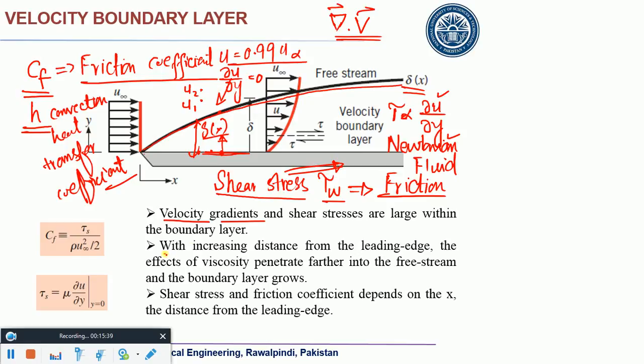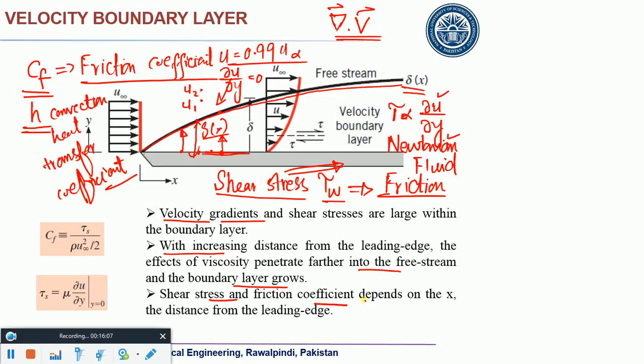Now, with increasing distance from the leading edge, the effects of viscosity penetrate further into the free stream. It means that velocity boundary layer grows. So as it grows, it penetrates into the free stream. Just like this one, it starts from this point and starts penetrating into the free stream region, and the boundary layer grows. As you move along the plate, that thickness starts increasing.